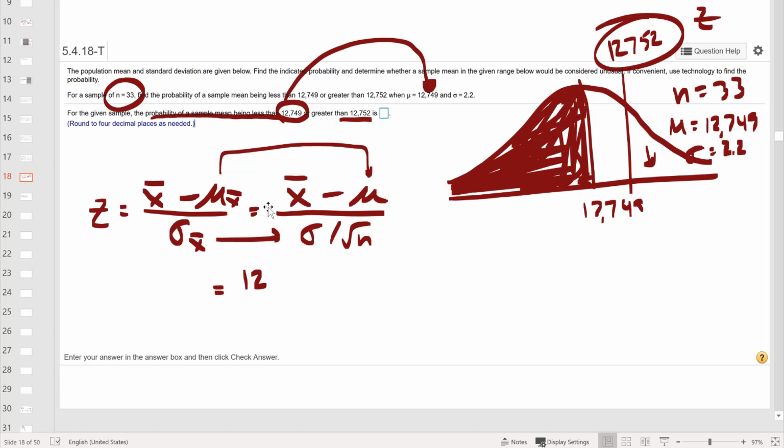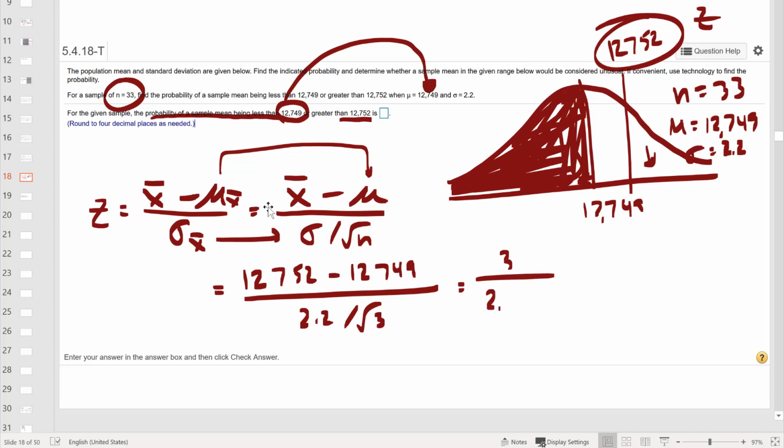So the z-score of 12,752 minus 12,749 over 2.2 square root of 3. So it really becomes 3 divided by 2.2 divided by the square root of 3. Okay. Before we put it in a calculator, I better put the exact correct numbers on here. It's not the square root of 3. It's actually the square root of 33, because that's our sample size. There you go. That's better. So 3 divided by 2.2 divided by the square root of 33.